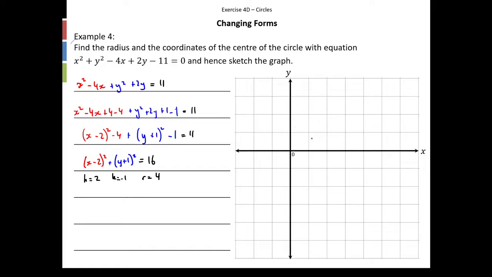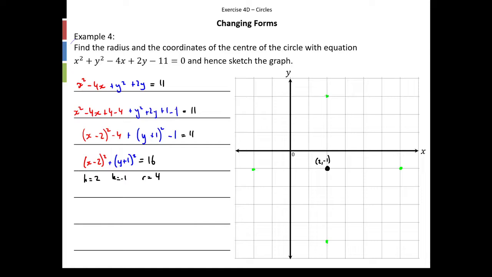So let's start putting in some values. H is equal to 2, so we go across 2, down 1. There's our center. I'm going to label that. That is 2, -1. Our radius is 4, so this is our compass point. Okay, I'm going to find a point up 4, across 4, down 4, and across 4. So up 1, 2, 3, 4. There. Across 4. 1, 2, 3, 4. Down 4. And across 4.